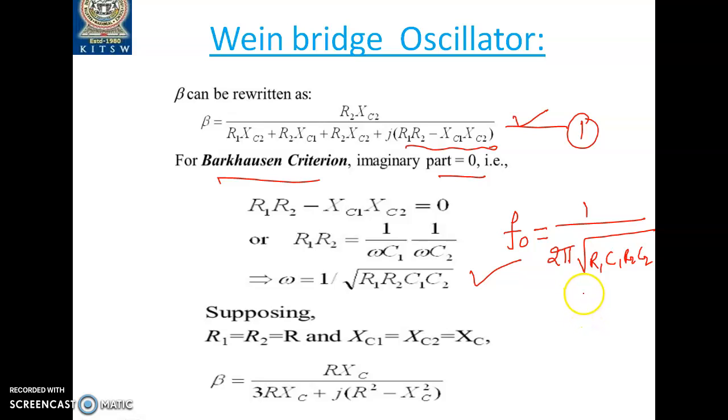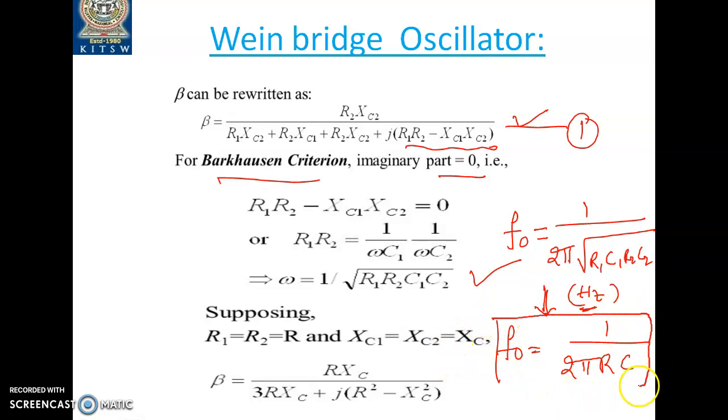This is in hertz, the unit of frequency. If you take R1 and R2 as equal resistance values, and C1 and C2 as the same capacitor, this modifies to F naught equals 1 upon 2 pi RC. This is the frequency of oscillation, possible if and only if you take this condition. Then the formula for the frequency of oscillation is 1 upon 2 pi RC.